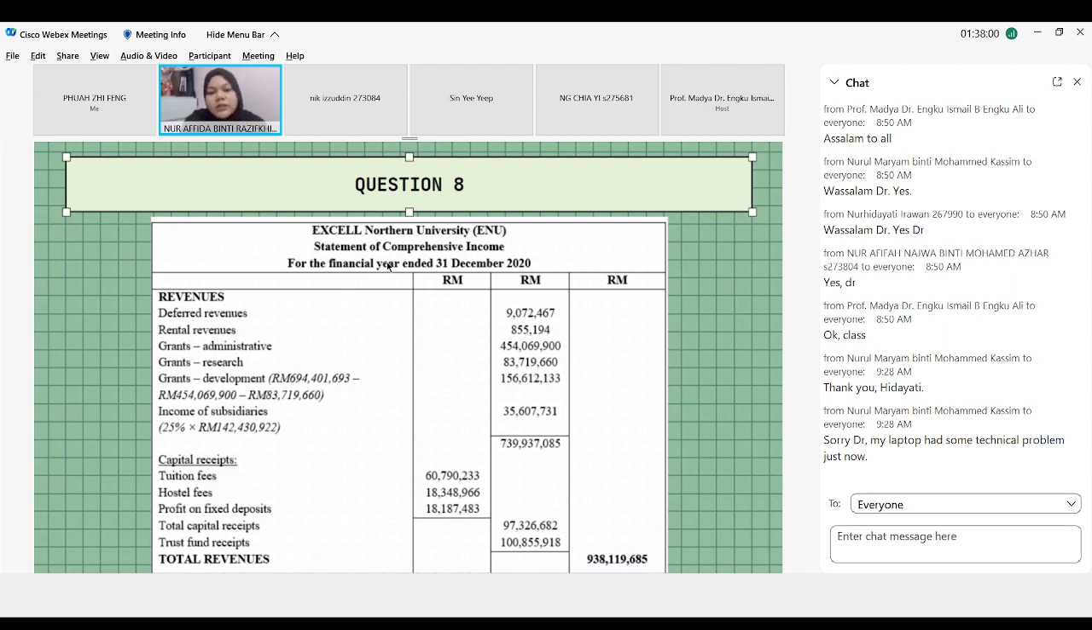Okay, for the capital, research has a tuition fees, which is 60,790,233. The hotel fees is 18,348,966. The profit of fixed deposit is 18,187,483, and we get the total capital receipt is 97,326,682, and the trust fund receipt is 100,855,918, and the total revenue is 938,119,685. Okay, so I will pass to the next presenter to present the expenses part.